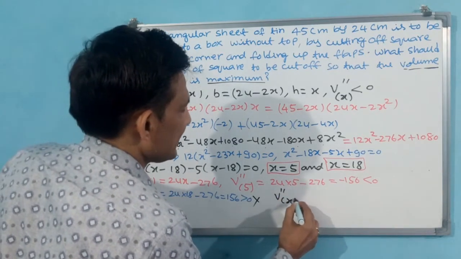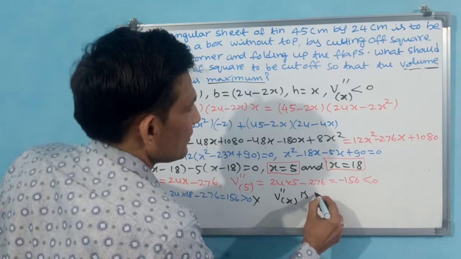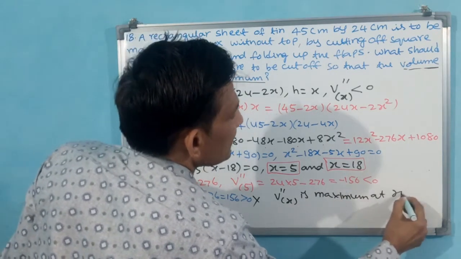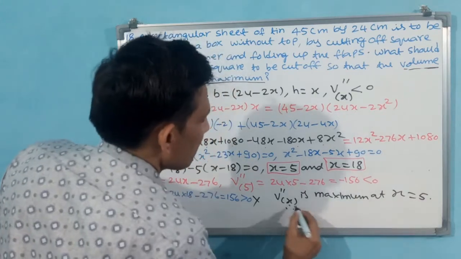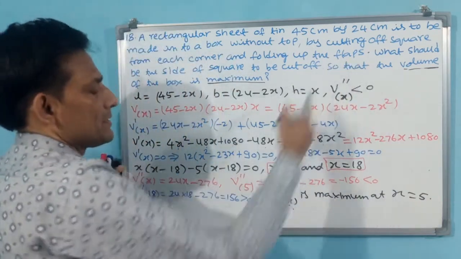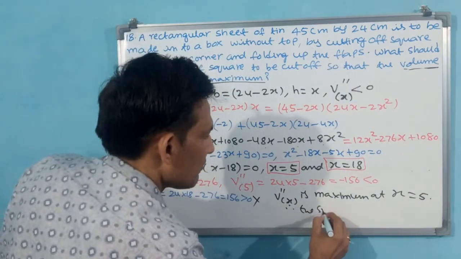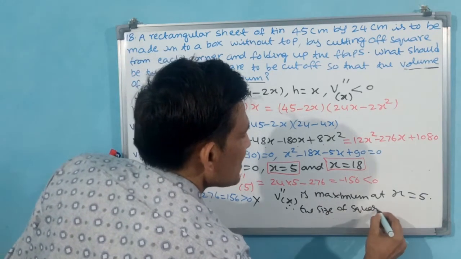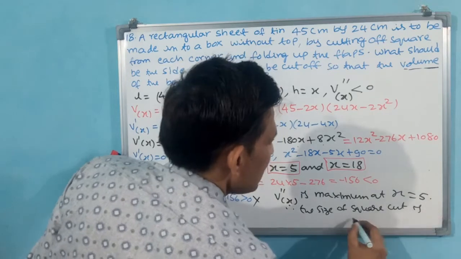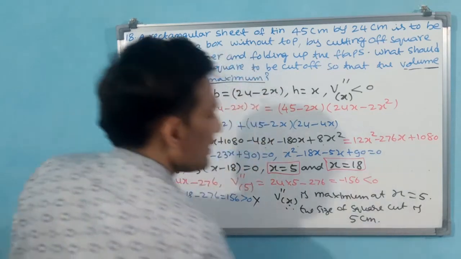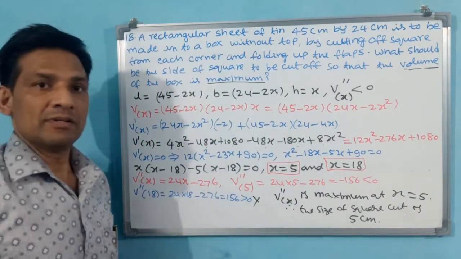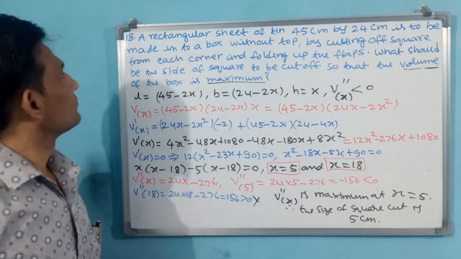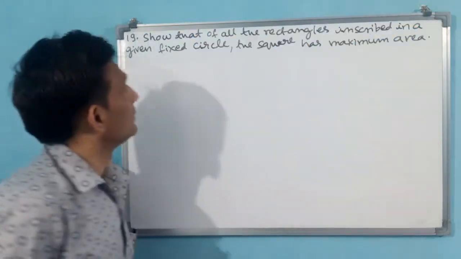V double dash x is maximum at x is equal to 5. Therefore, the size of the square cut is 5 centimeter. You understand now? Okay? Like this you write and close this question. Let us go for 19.